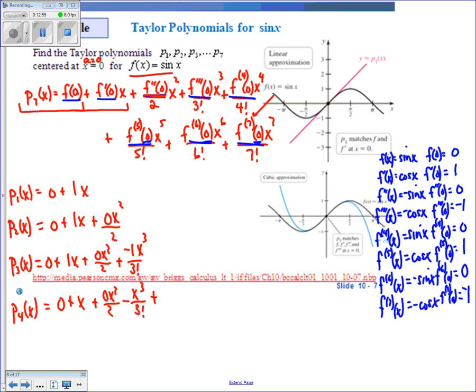And now it's going to be plus the fourth order term. The fourth one is 0, x to the fourth over 4 factorial. P sub 5. Okay, let's go ahead and simplify these. There's x. Again, notice P1 and P2 are the same. Then we have x minus x cubed over 3 factorial. But then P4 is the same.